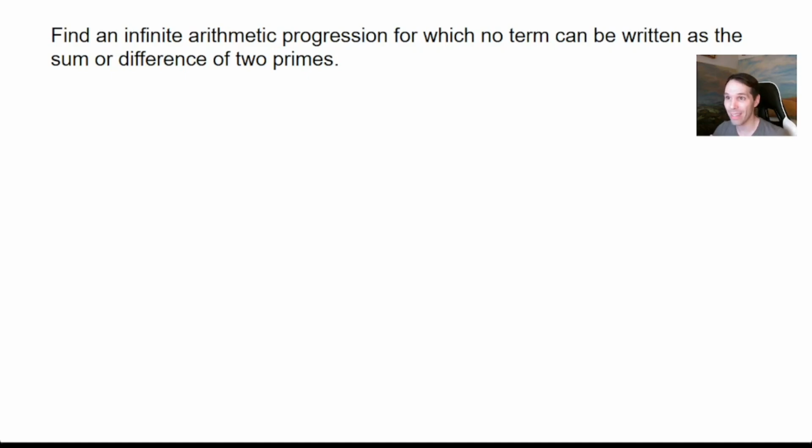I came across this problem in an old book on number theory. Find an infinite arithmetic progression for which no term can be written as the sum or difference of two primes.